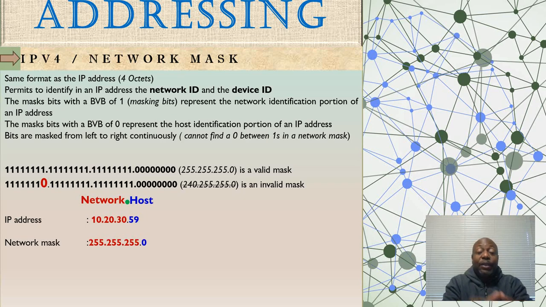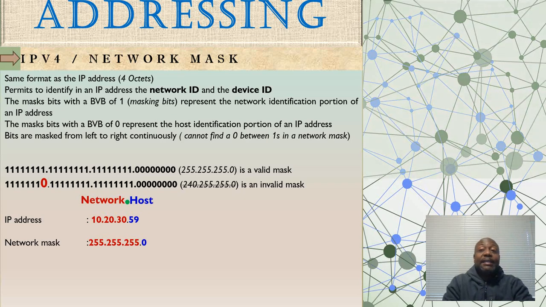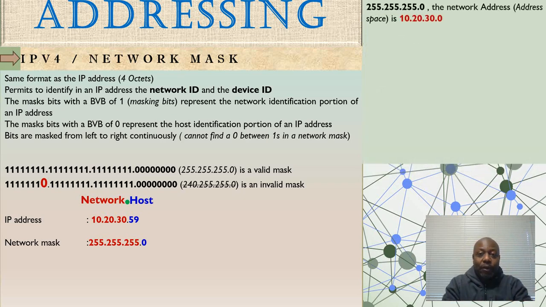Now let us take this IP address, 10.20.30.59. If we give it the mask of 255.255.255.0, we have a separation of two identifications. The block in red represents the network, and the block in blue represents the host. As you can see in the network mask, the first 3 octets are all ones, so they are masking the first 3 octets of an IP address. The consequence is that all the devices in that network will have the first 3 octets identical, and what is going to vary from one device to the other is the last octet.